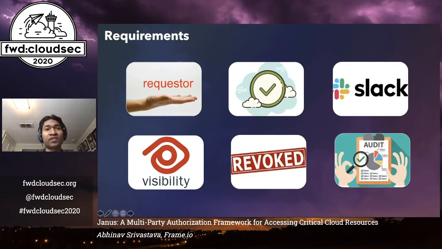How to make this process highly visible both for the requesting party and for the approving party. How we should be able to revoke granted privileges when the task is done. And finally, the whole request and response process should be auditable and should meet the compliance standards.